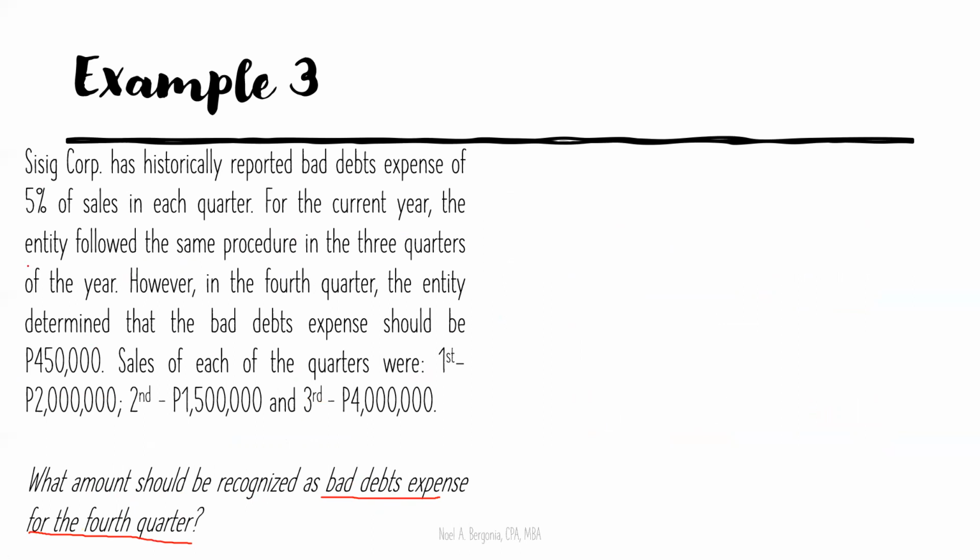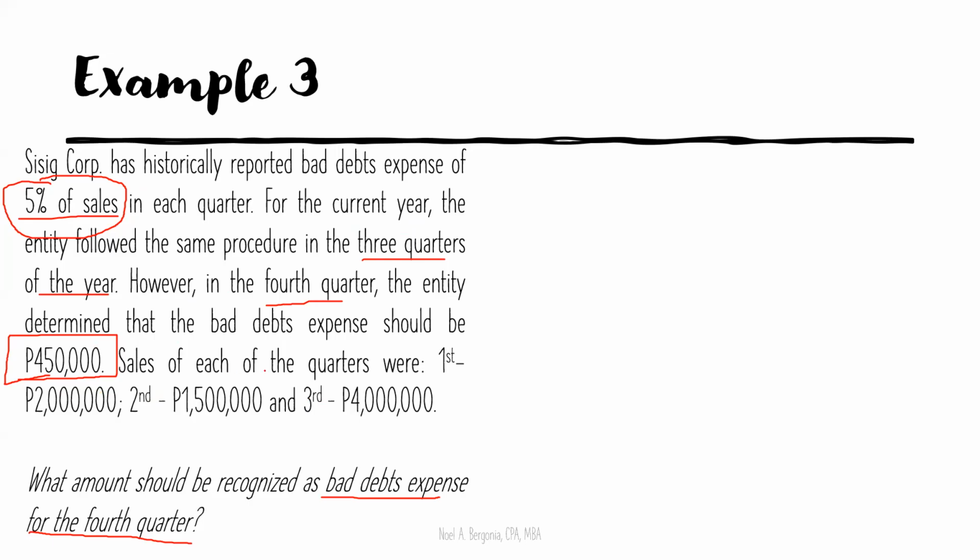Let's read. CSIG Corporation has historically reported bad debts expense of 5% of sales. So we are basing it on sales, not on the outstanding receivable balance. For the current year, the entity followed the same procedures in the first 3 quarters. However, in the fourth quarter, the entity determined that the bad debts expense should be 450,000.